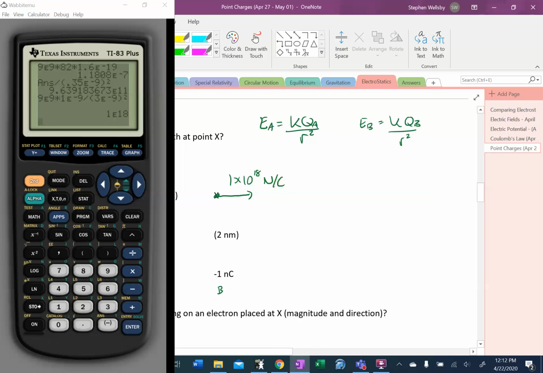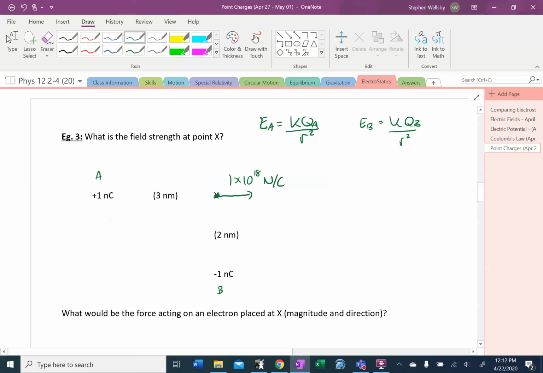Okay, let's try B. So in this case here, we have 9 times 10 to the 9 multiplied by Q_B, which is 1 times 10 to the minus 9. That's our Q. And we're going to divide that by R squared. The R in this case is 2 nanometers, so we're going to divide by 2 times 10 to the minus 9 squared. And that's going to give us here 2.25 times 10 to the minus 18. And what will be the direction of this field from B? Well, this is a negative charge, so we know this is going to move in this direction here, and this will be 2.25 times 10 to the minus 18 newtons per coulomb.